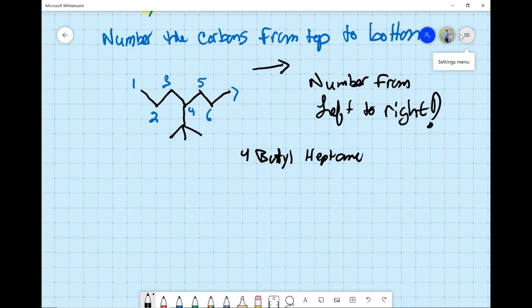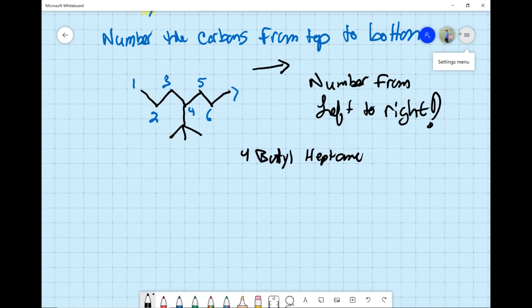We can add some other branches to this, and again, you can only add them to the inflection points. You can't add them to the ends. If we want to add a methyl group, heptane is our parent chain. We're adding stuff to heptane. So here at the 4 carbon, we've added a butyl group. So 4-butyl heptane.